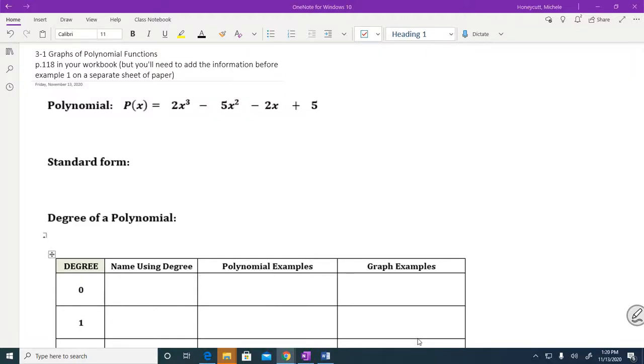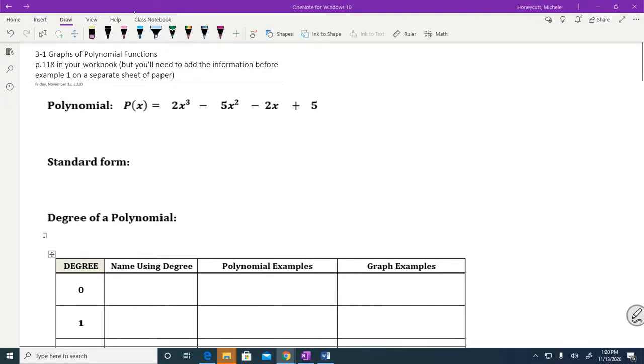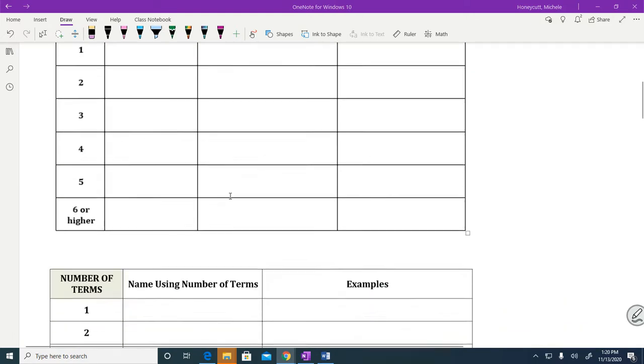Today we are starting a new chapter, chapter 3. In this video, we're going to talk about the graphs of polynomial functions and also identifying and classifying polynomial functions. So we will be taking notes on page 118 in your workbook, but we need some preliminary information about polynomials and how to classify them before we start taking notes. So I will scroll down and show you.